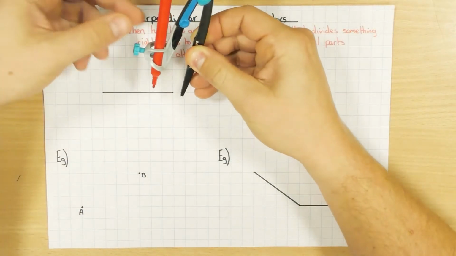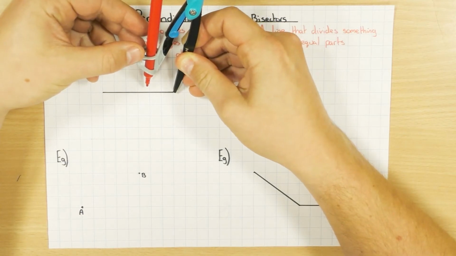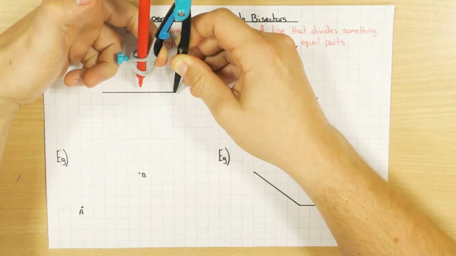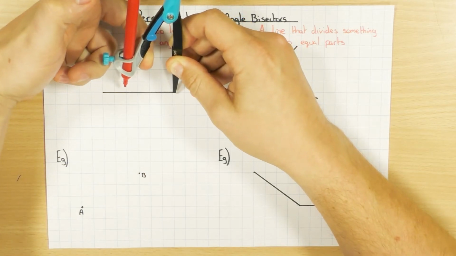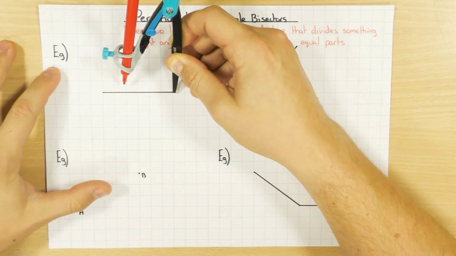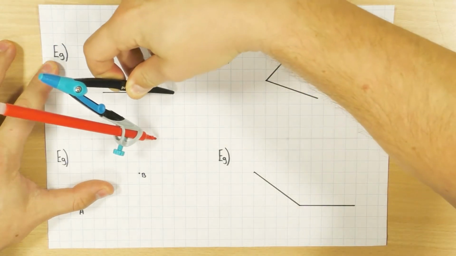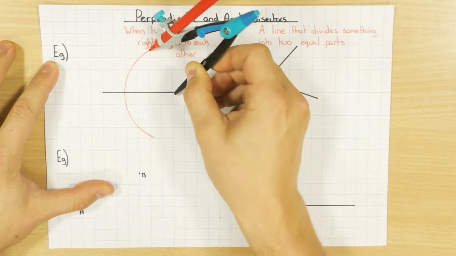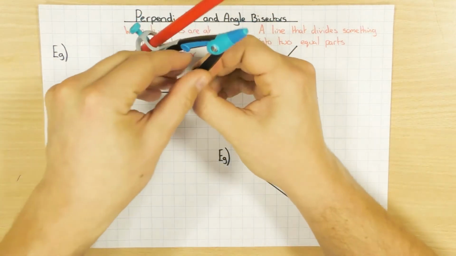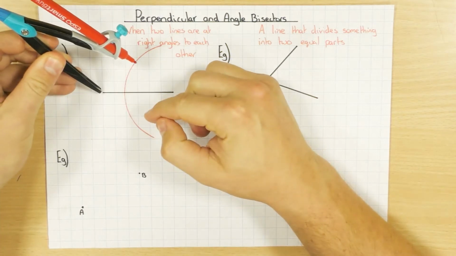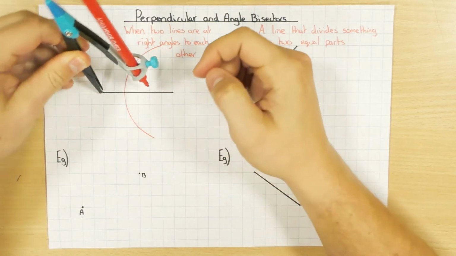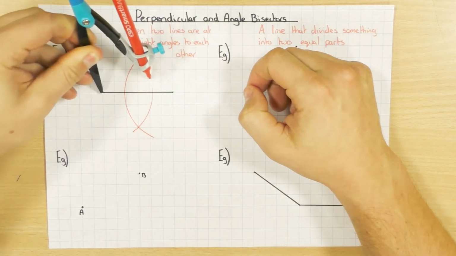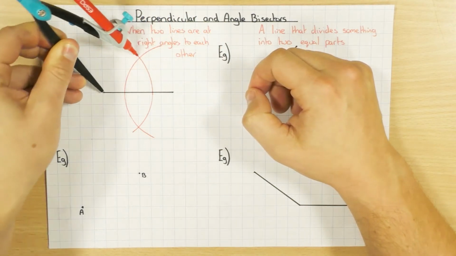So the first thing to do is to put your point on one of the ends. I'm going to choose the right end here and make sure it's just over halfway, otherwise this won't work. So just over halfway, just like so. And what we do is we draw an arc like that, and then we move the compass point over to the other side, keeping it at the same distance, and exactly the same thing, we draw an arc.